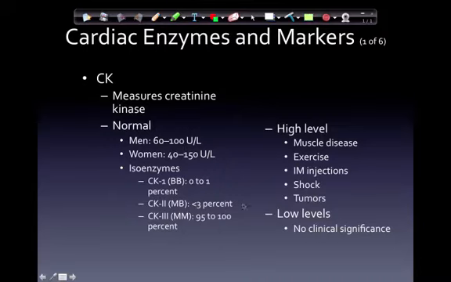It's the MB fraction that we look at for cardiac specific. So we should see an isoenzyme, and that's what they're called, of CKMB less than 3%. High levels mean muscle disease. Rhabdo is a possibility with high levels of CK. You've done a lot of exercise. You've had an IM injection. You're in shock. You have tumors. Low levels have no clinical significance.